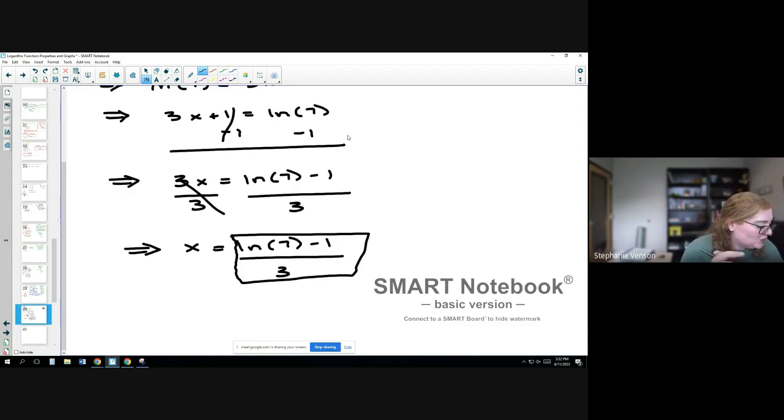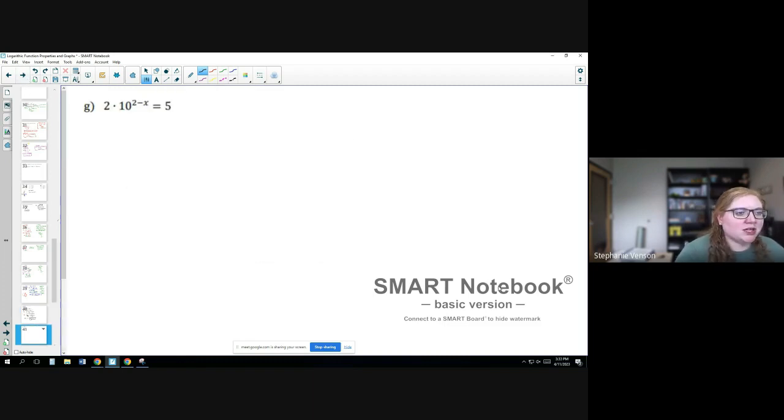But anyway, if you need to see that one again, go ahead and rewind. But we are going to now look at example G. So we have 2 times 10 raised to the 2 minus x is equal to 5. Now, that is definitely an exponential equation. The base on the left is 10 and the base on the right is 5.